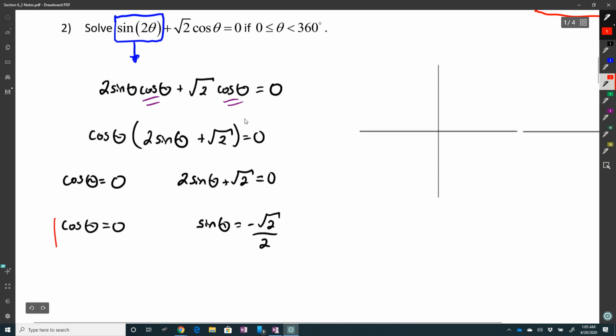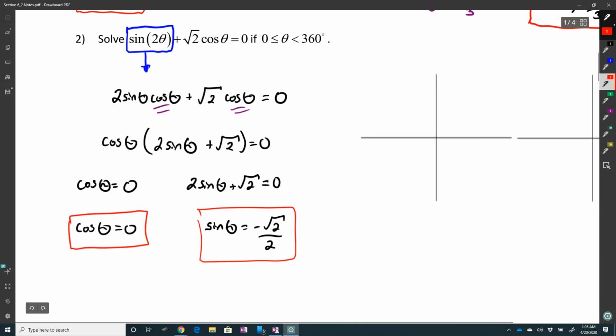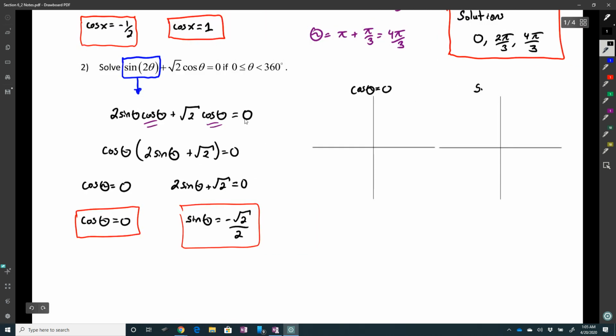So these are my two terms that are going to give me my solutions. Notice I didn't add anything to this expression in order to solve it. Like I didn't introduce another cosine or another sine. I didn't divide by anything. So my answers are going to be my answers. I don't have to check in this case. So cosine theta equals 0 is what I get here. Sine theta equals negative square root of 2 over 2 over here.